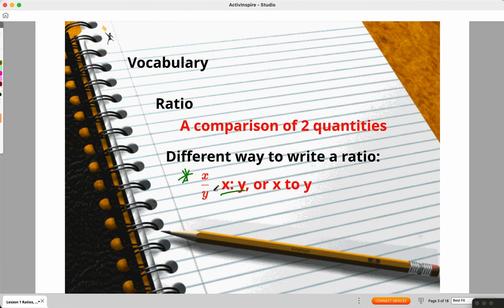I could write it as a relationship in x colon y, which is probably the second most common, and this is probably the least common right here, where I use the word "to" instead of the colon. It really means the same thing. All 3 of those work, but by far fractions and the colon method are the most common versions of them.